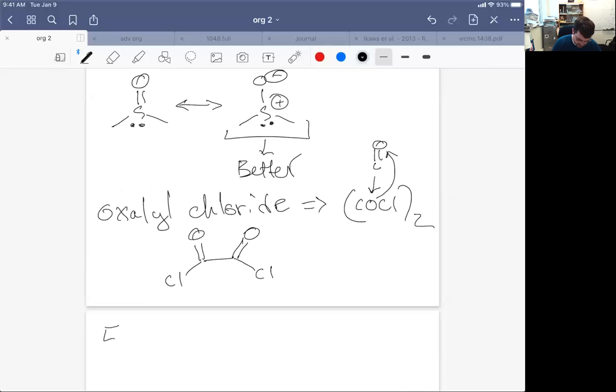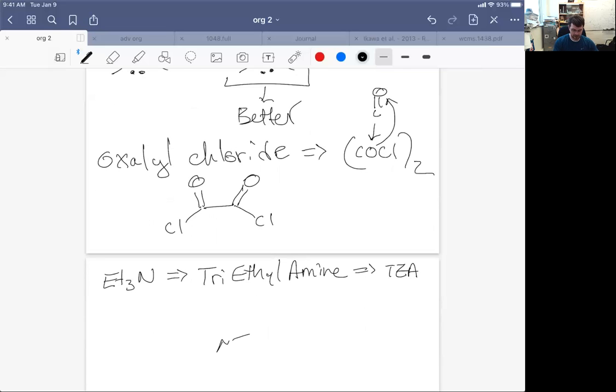The other one is Et3N, which is triethylamine, and sometimes this is abbreviated as TEA. That's just a nitrogen with three ethyl groups. It's a pretty useful base.